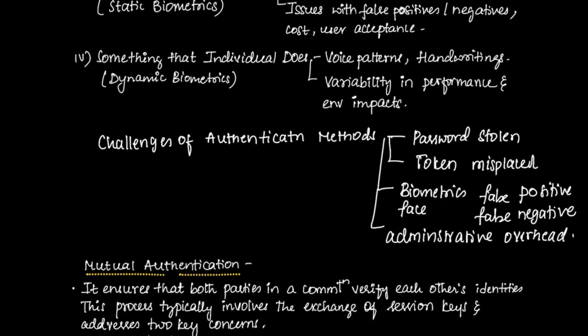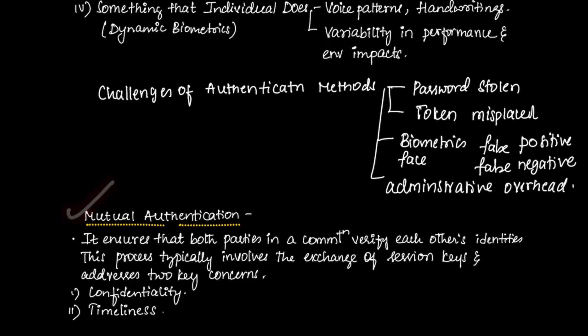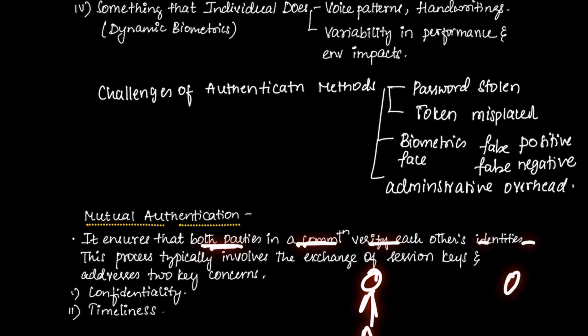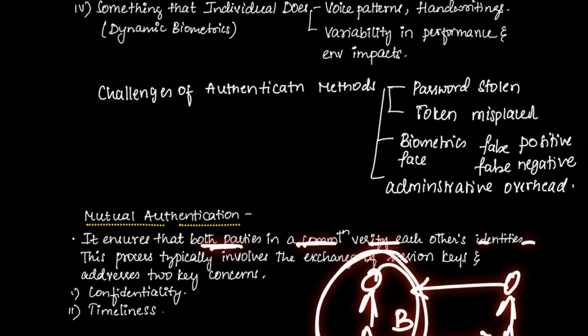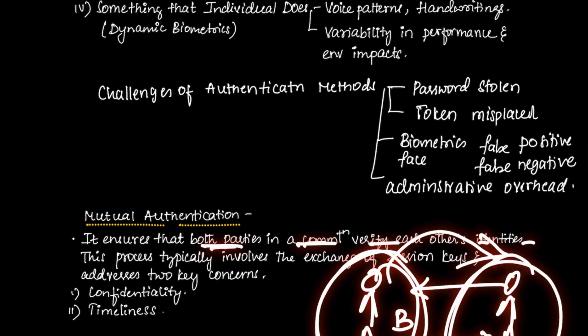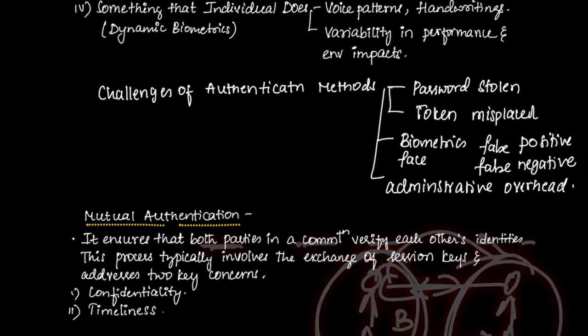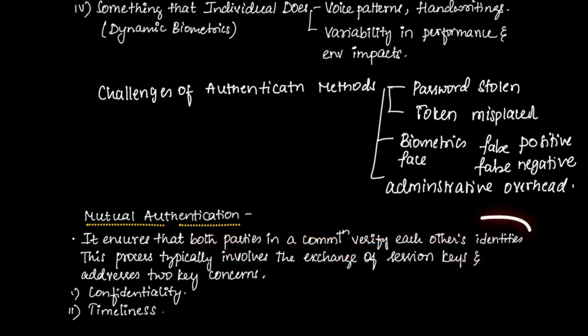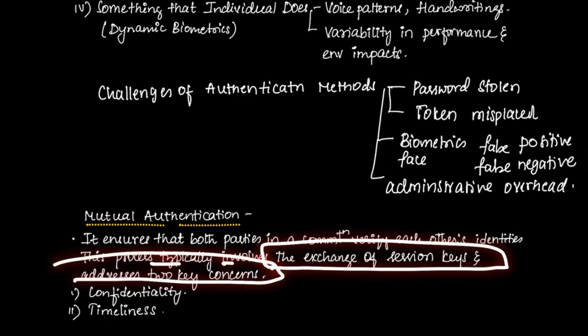Okay. Next, we have mutual authentication. Mutual authentication means both the parties in communication will verify each other's identities. Suppose here I have A and here I have B. B sent a message stating that it is B and A sent a message stating that it is A. Now A will check if this person is B or not and B will check if this person is A or not. So you are mutually authenticating both the parties, whether the identity they claim is the same identity or not. This process typically involves the exchange of session keys and addresses two key concerns.